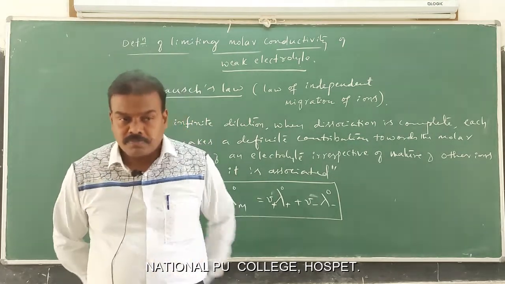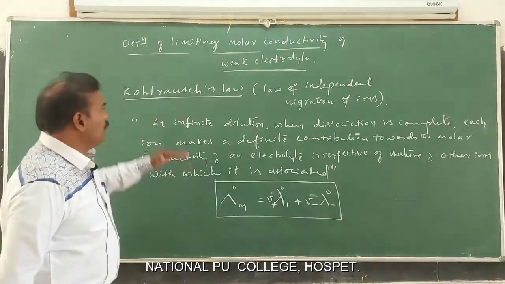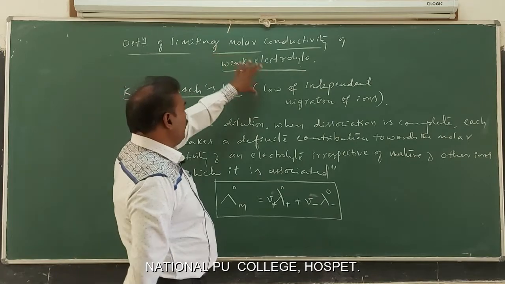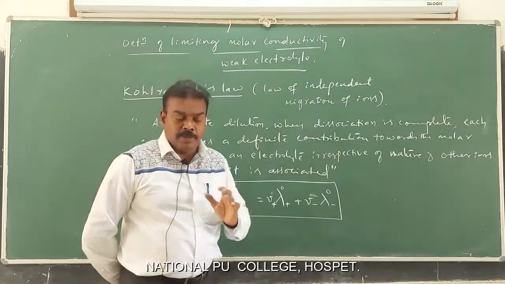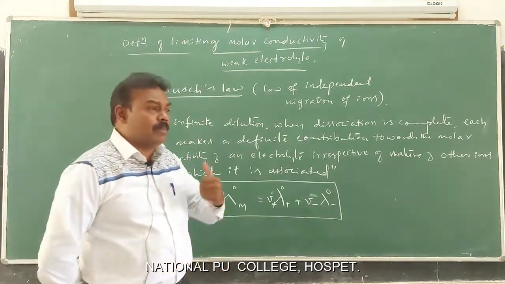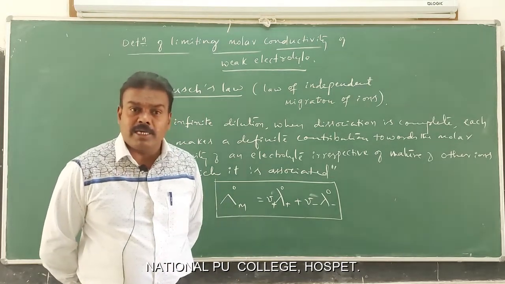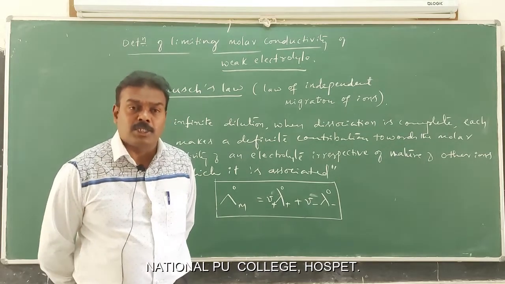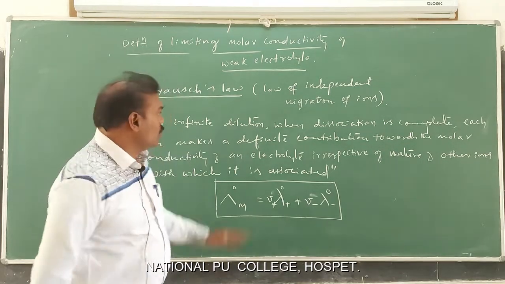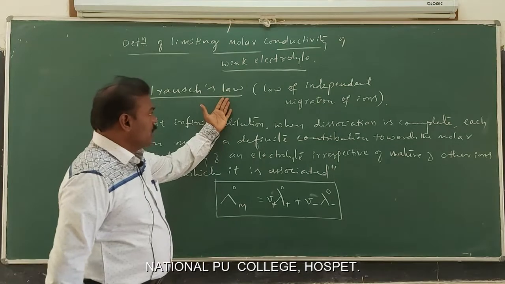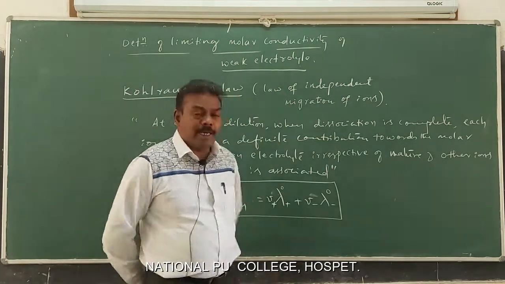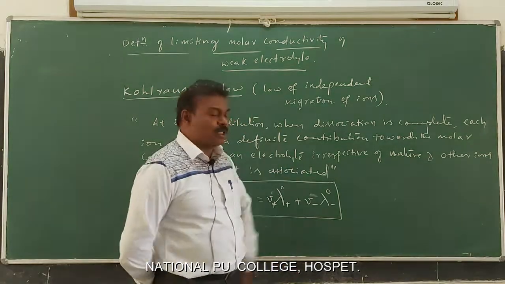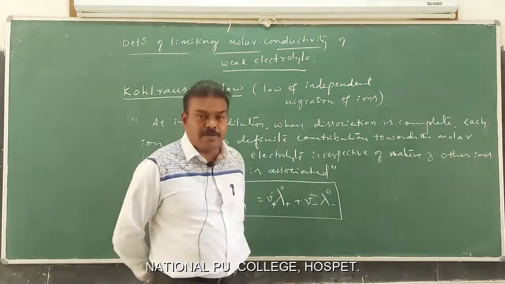Okay. Now we shall study the determination of limiting molar conductivity of weak electrolytes. How do we determine it? It is determined by means of Kohlrausch law. What is Kohlrausch law? Kohlrausch law is also called the law of independent migration of ions.